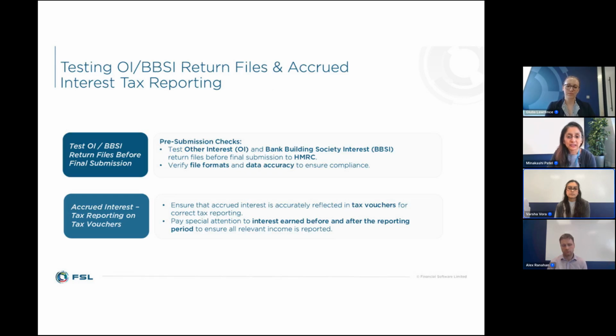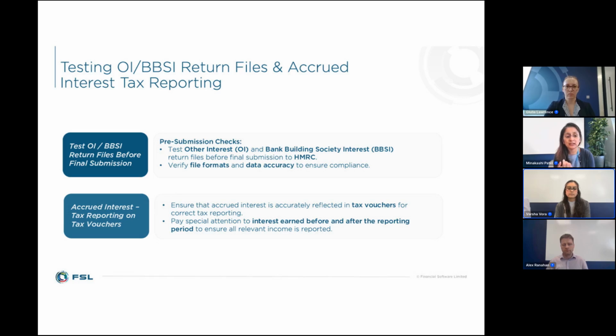The next thing that I just wanted to highlight was around testing of the OI and BBSI returns, and a general comment around accrued interest tax reporting. Obviously, the BBSI and OI returns will go through that data validation and integrity check, just to make sure that they contain all the data that's in there. But we would strongly recommend that you run a test file, and test it against HMRC's portal, where they do allow you to run test files, just to make sure that everything is still in place, and those files are not going to get rejected as well.